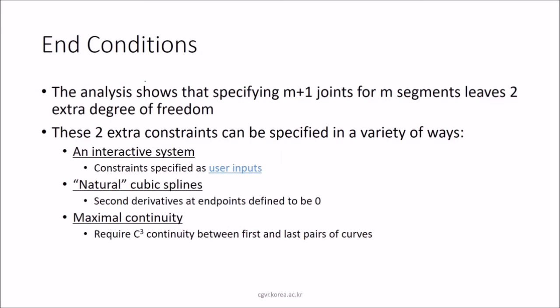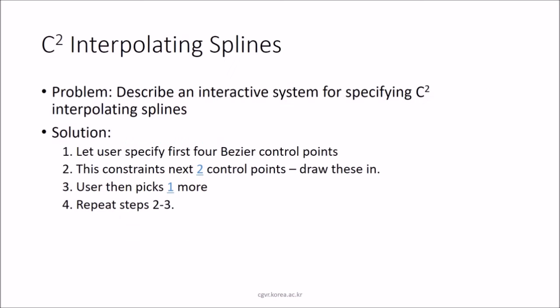What about the end conditions? The analysis has just shown that specifying m plus 1 joints for m segments leaves 2 extra degrees of freedom. So these 2 extra constraints can be specified in a number of ways. First, for example, in an interactive system, the constraints are specified as user inputs. Natural cubic splines need the second derivative at endpoints defined to be 0. And maximal continuity requires C3 continuity between the first and last pairs of curves.